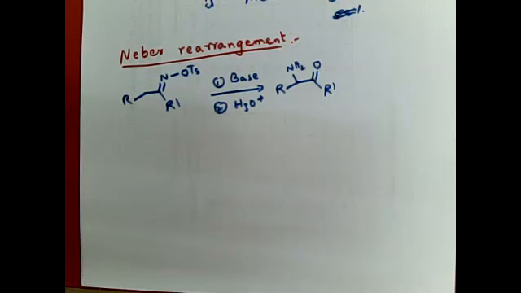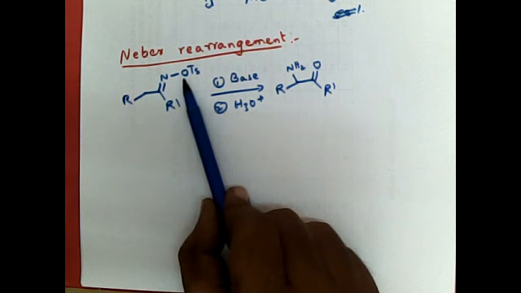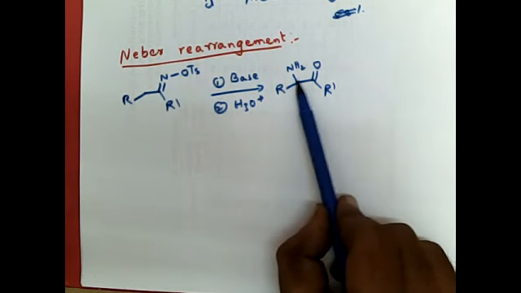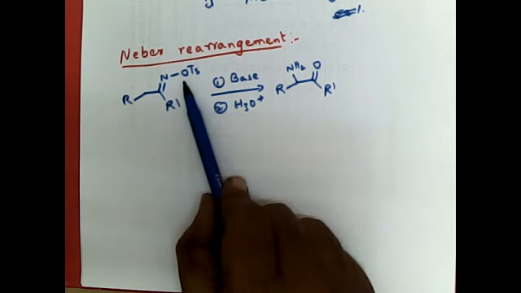Now we will discuss Neber rearrangement. What is Neber rearrangement? Conversion of O-tosylated hydroxylamines to alpha amino ketones is called Neber rearrangement. Now, how do we generate this functional group?